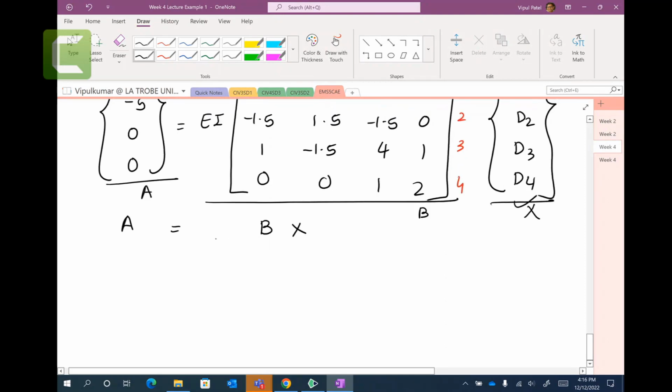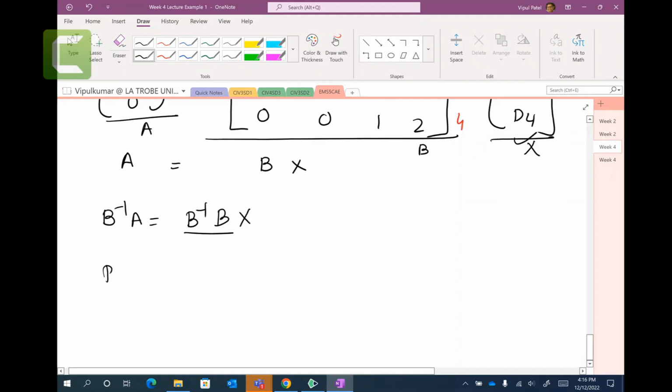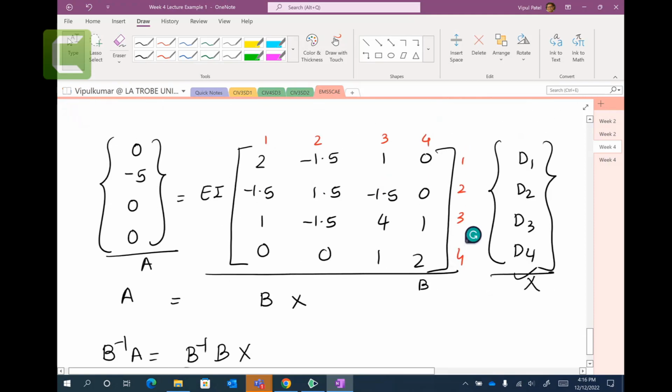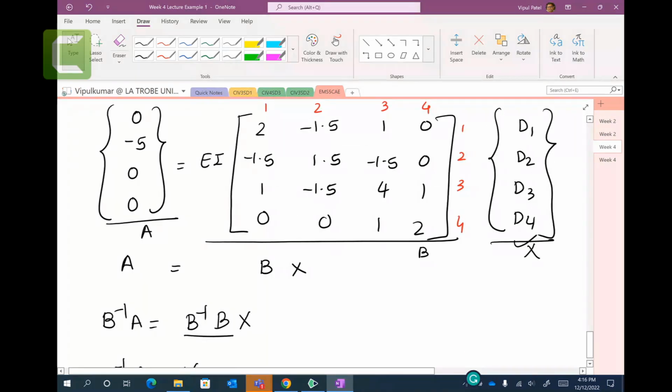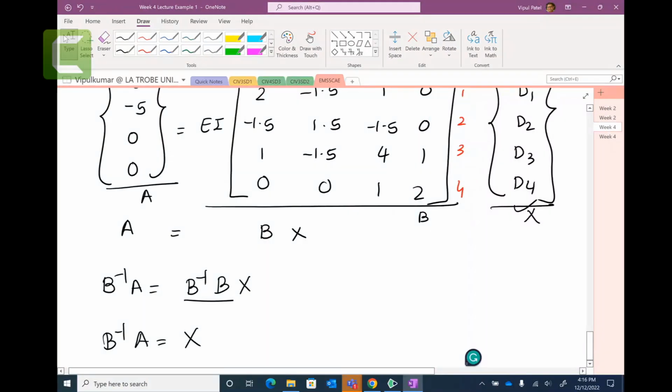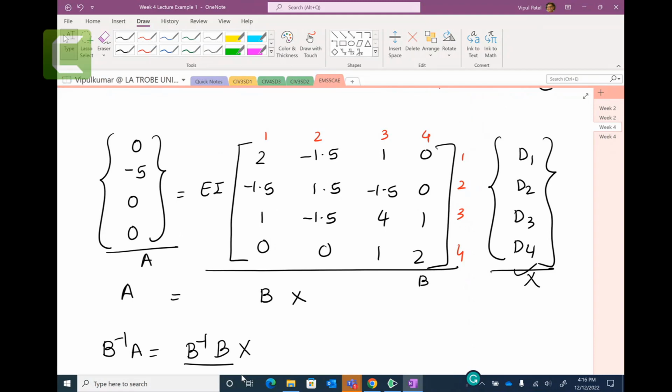So what I do, I can do B inverse A equal to B inverse BX, and B inverse cancels out. So B inverse A equal to X. So if I can find the B inverse for these ones, I'm in a position to be able to calculate the X. Now, a 4 by 4 matrix is difficult to invert by hand, so I would like to do this by Excel.